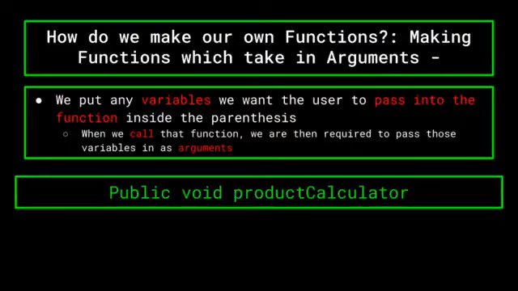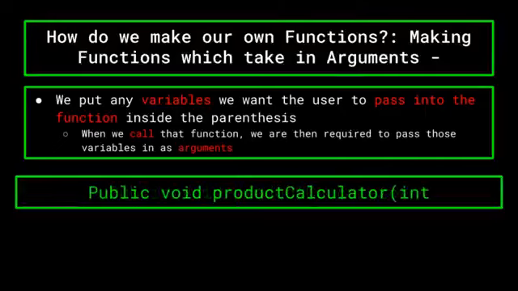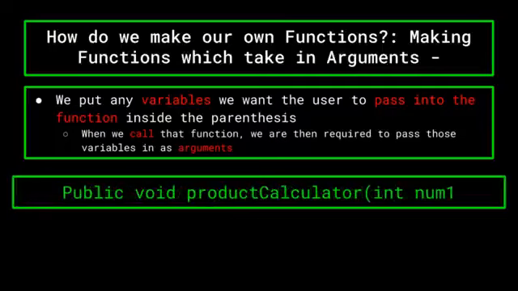And here comes a new part. Inside the parentheses, you define which type of variables you would like to pass in as arguments. In this case, an integer, and then a name for that variable. This name is what you will use to refer to the integer that the user passes in. For example, let's just call it num1.